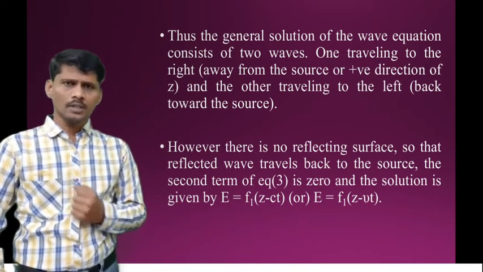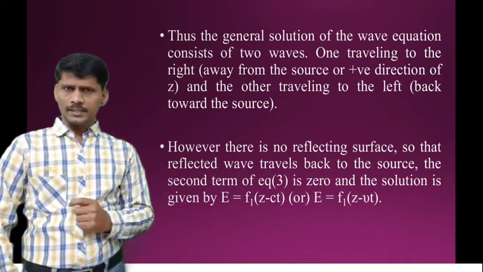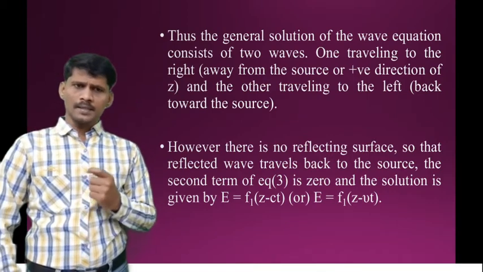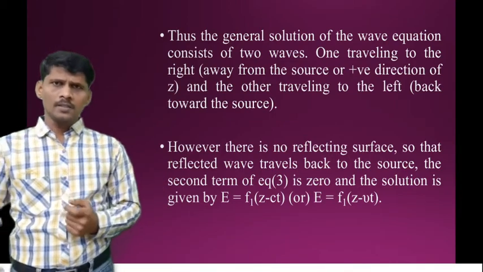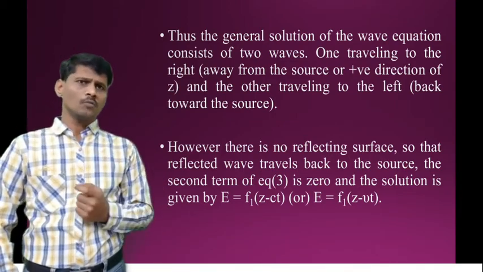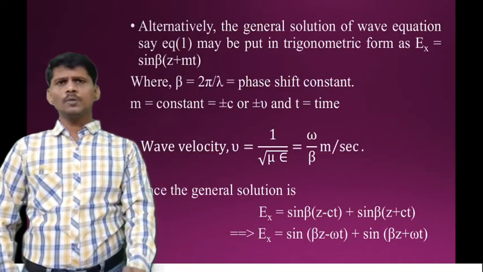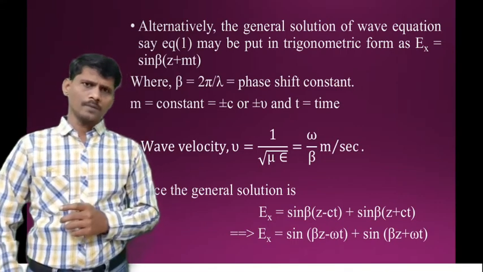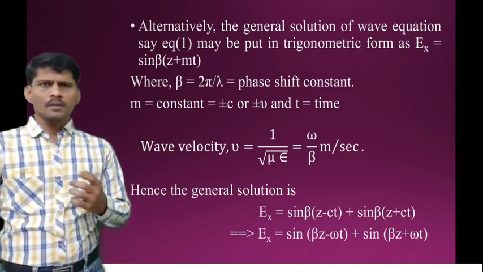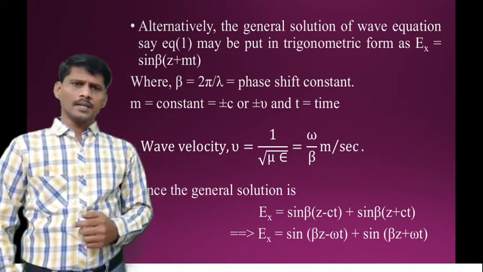So we have the remaining expression E is equal to F1 of z minus Ct, where C or V is the wave velocity. So what is the wave velocity? C or V is equal to 1 by square root of mu epsilon. And beta is the phase shift constant. What is the phase shift constant beta? 2 pi by lambda.